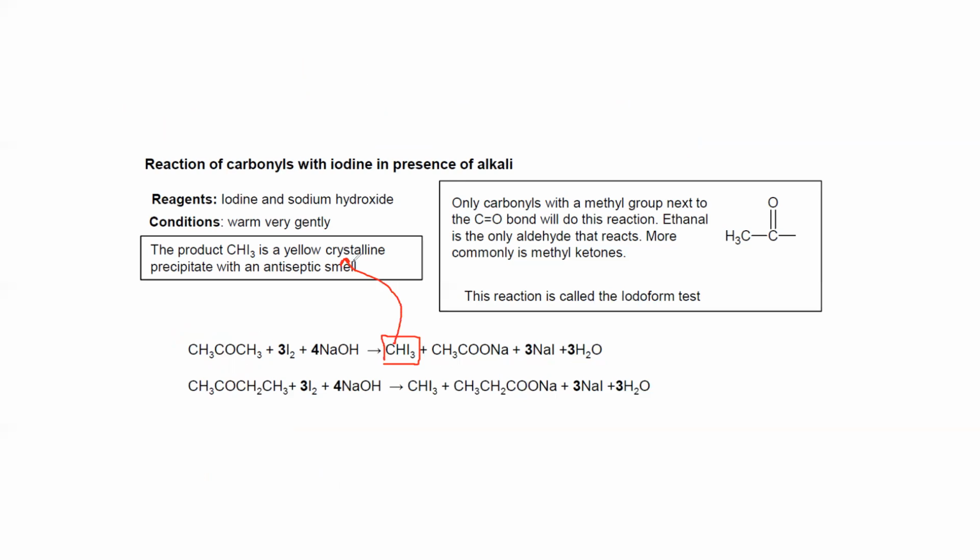This triiodomethane is a yellow solid with an antiseptic smell, which confirms that next to the carbonyl group there is a methyl group. In the same way you can see here, CH3, C double bonded with O, CH2, CH3. Next to the carbonyl there is a methyl group, so this will also give a positive result. Triiodomethane will be there, the carboxylate salt, and sodium iodide plus water.